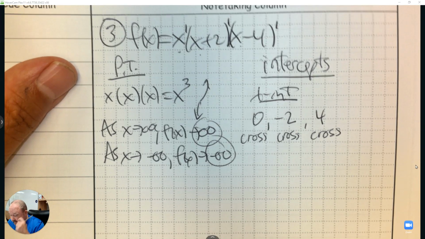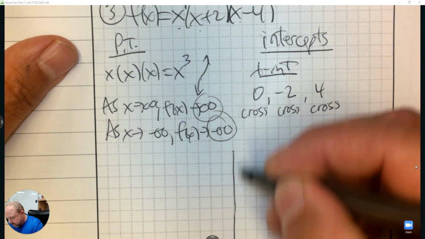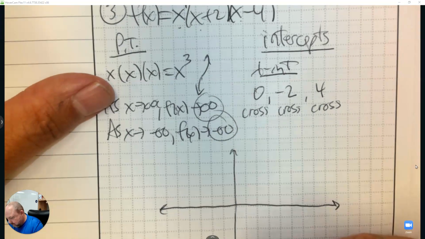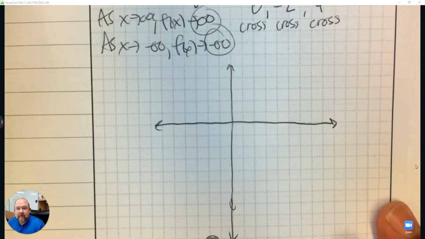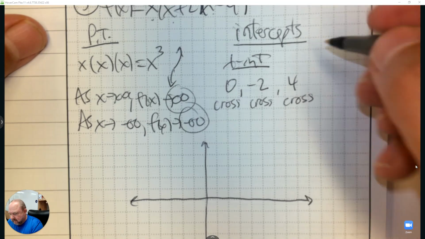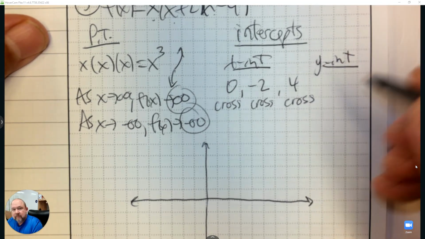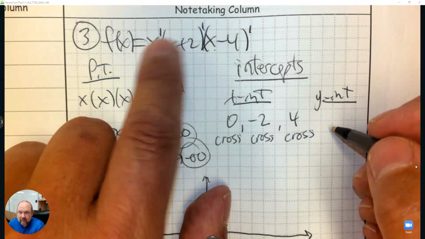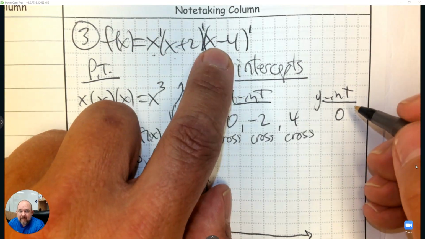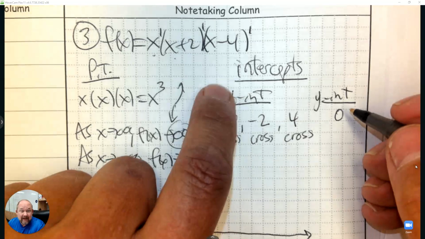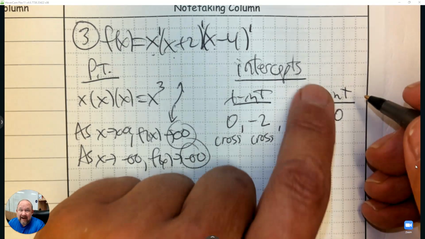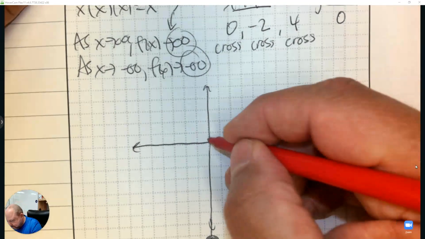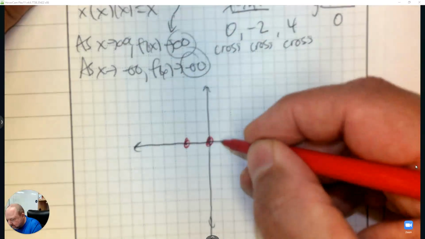All right, now we're ready to graph this. Oh, did I forget? I forgot the y-intercept, sorry. So if I plug in 0 for x, for the y-intercept, 0 times any number, the answer is 0. If 0 is an x-intercept, then 0 has to be the y-intercept too. All right, we're going to put these on our graph. 0, -2, and 4.